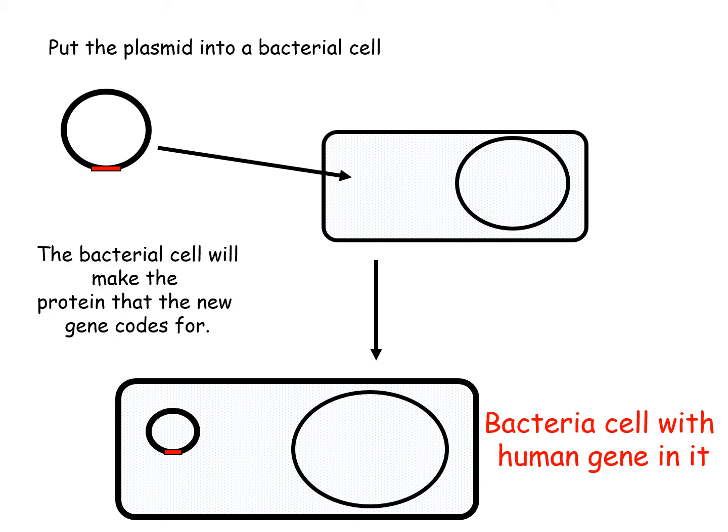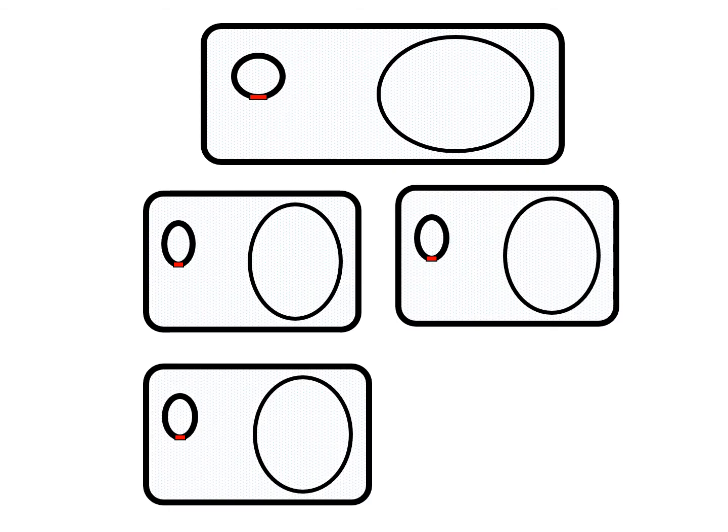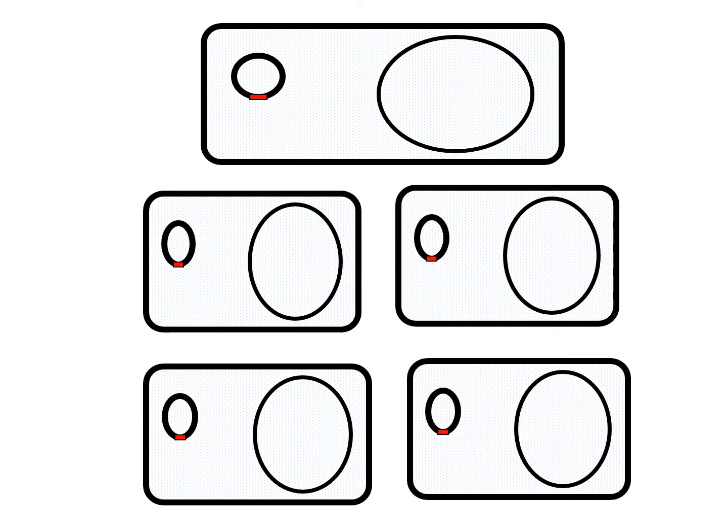The bacteria cell will make the protein that the new gene codes for. Remember, genes are instructions. So all we've given the bacteria is a set of instructions for making human insulin, and that will happen in the bacteria ribosomes. So the bacteria cell multiplies, and each bacteria cell will make human insulin, which can be purified for human use. Purification just means separating human insulin from all the other bacteria proteins that the bacteria cells will be producing.